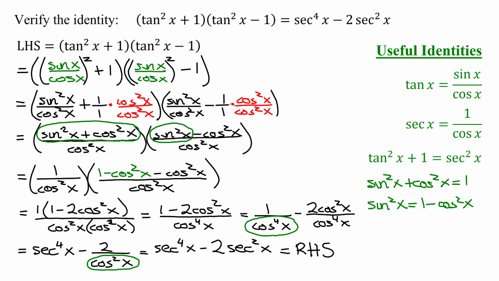So which method should you use? If you can figure out a shorter method, that is great. But as long as you verify the identity, it doesn't matter if your method is shorter or longer than somebody else's, as long as it is correct.